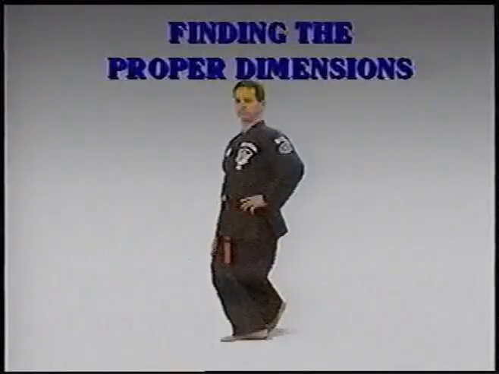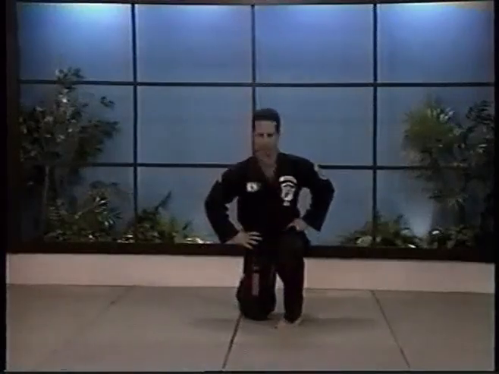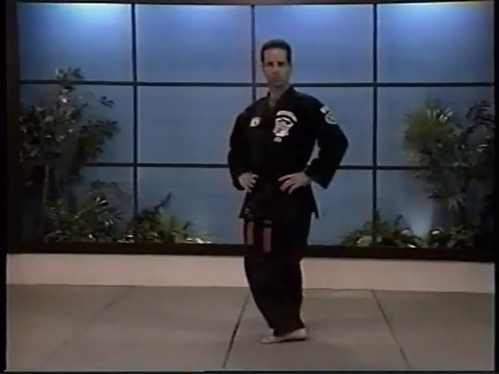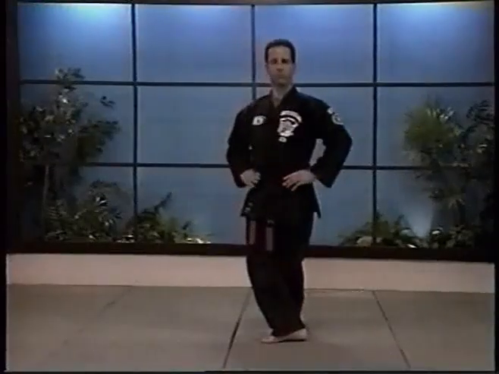Finding the proper dimensions. First, find the proper dimensions for a left neutral bow. Now slide the rear or right foot directly forward and past the front or left foot, so that it is approximately half the distance or width of what a horse stance would be for you. This maneuver will aid you in obtaining the proper width and depth of your front twist stance.